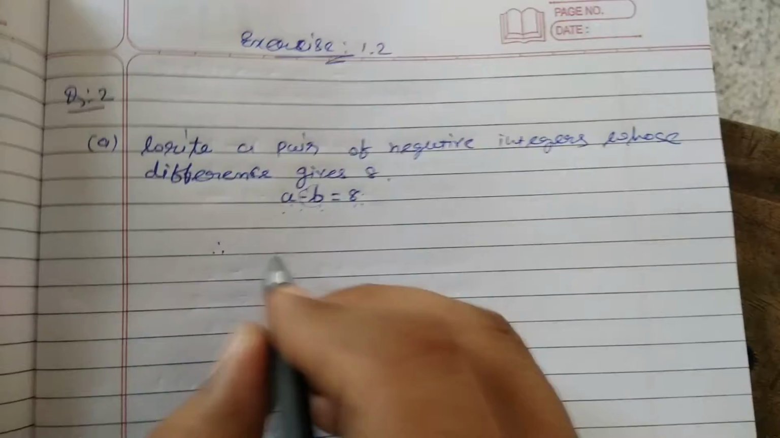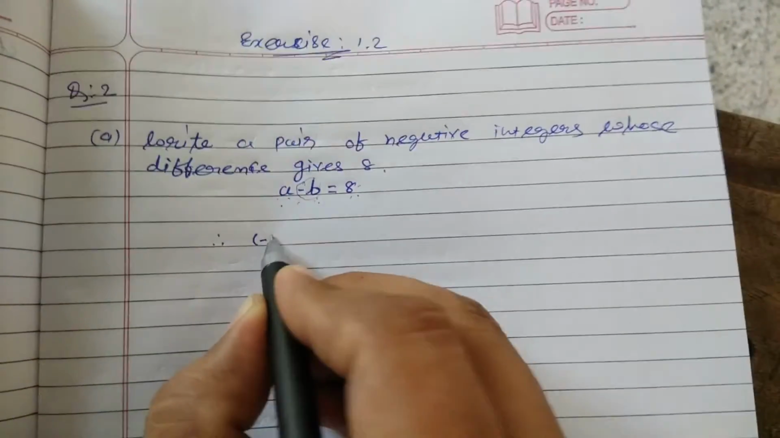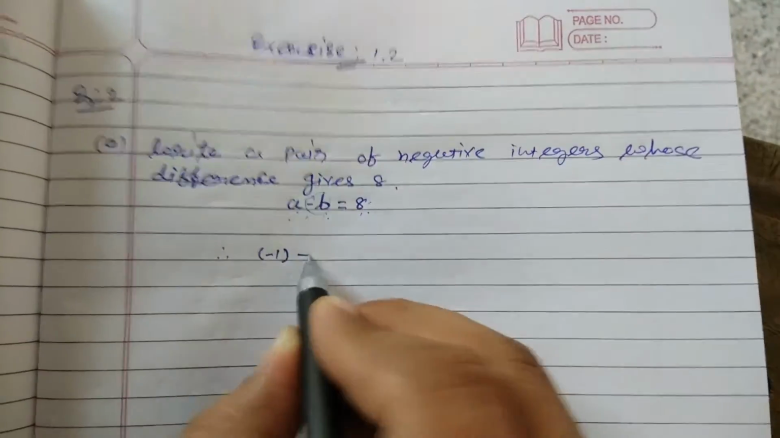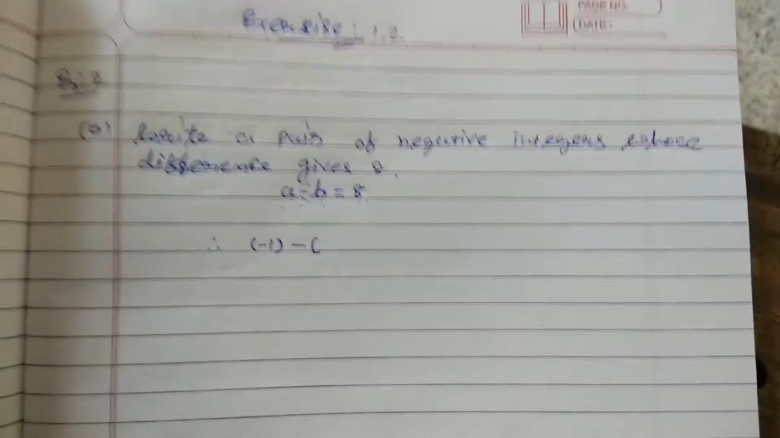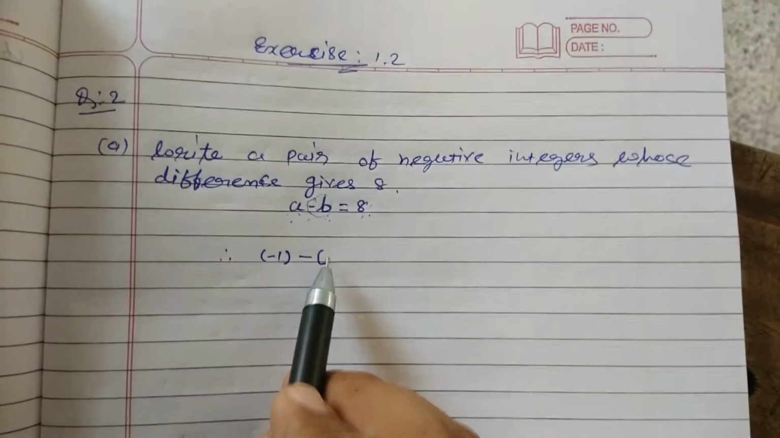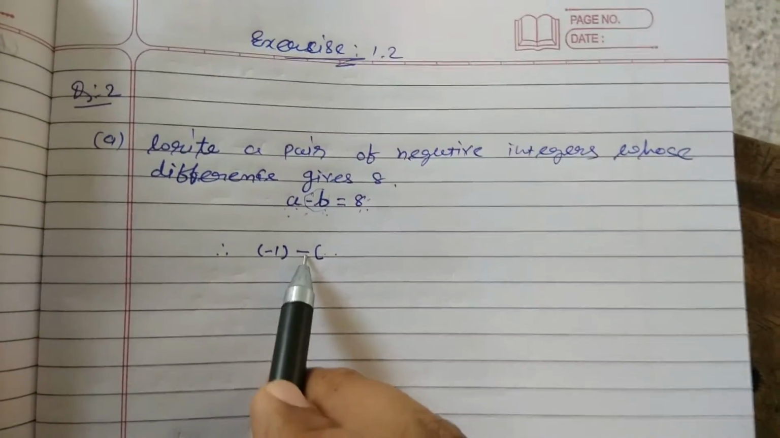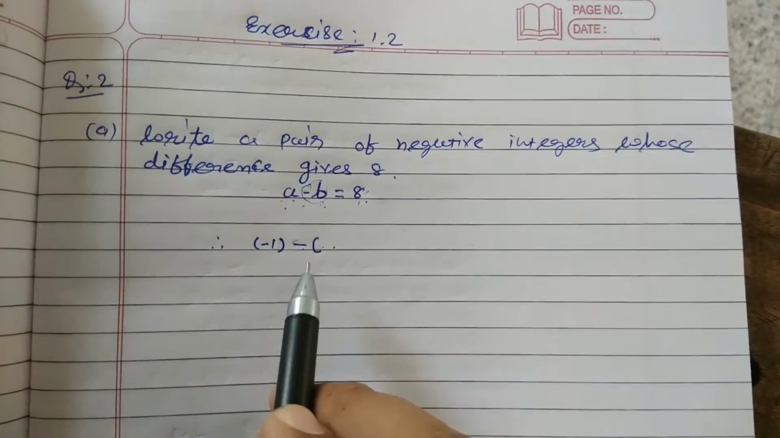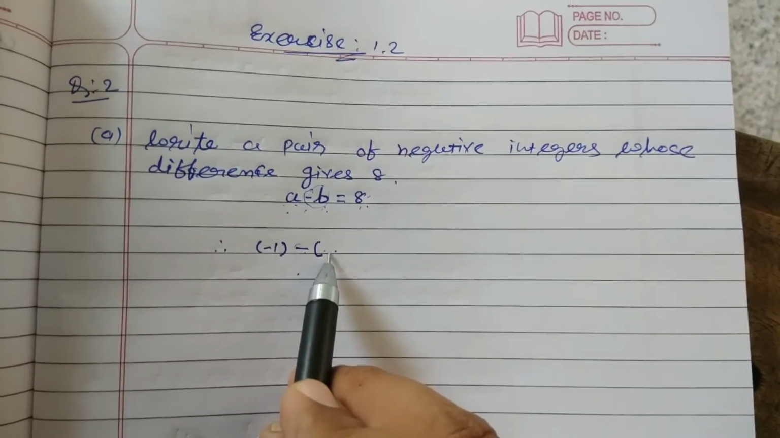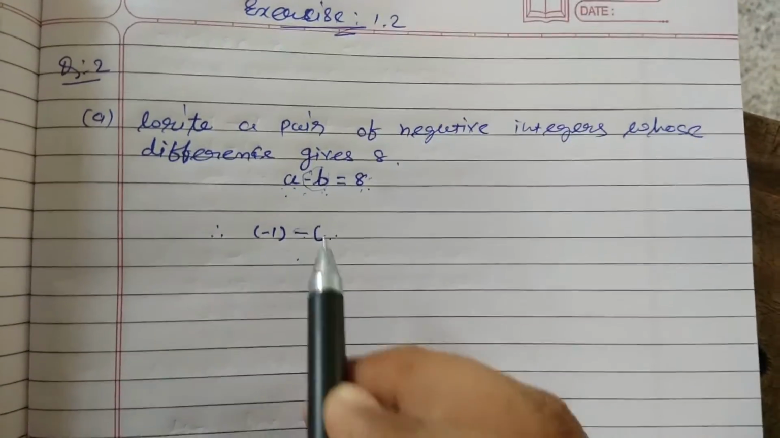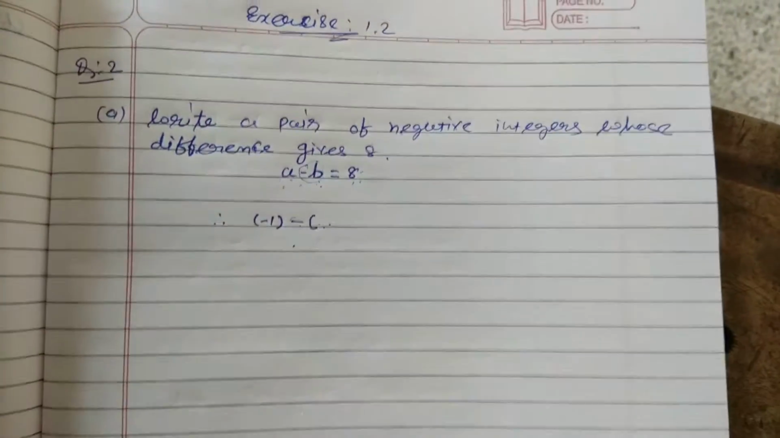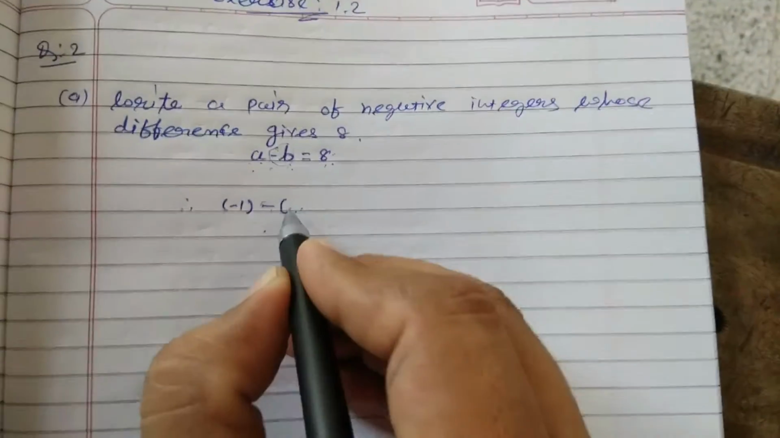So let's start. Here we will take negative integer -1, then minus. Now here we have to put a negative integer. Keep in mind that when we subtract a negative integer, the subtraction sign changes to plus and the negative integer changes to a positive integer. So we have to put an integer which has absolute value greater than 8. So we will take -9.